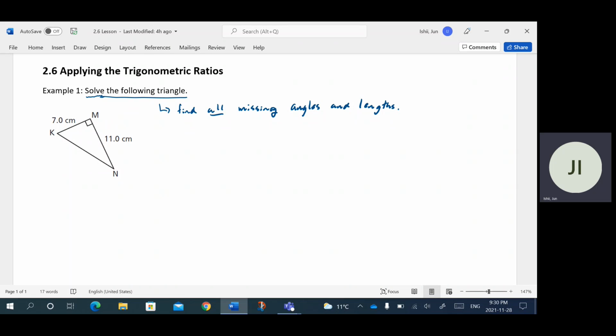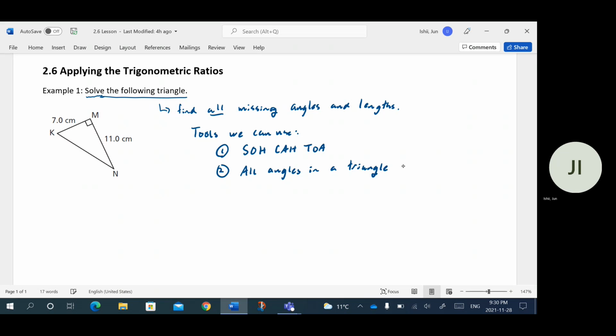Before we do this example, I'm going to list off the 3 tools we can use. The first one is what we've been doing so far: SOH CAH TOA, so sine, cosine, and tangent ratios. The second thing we can use is the fact that all angles in a triangle add to 180 degrees. If I add up all 3 angles in a triangle, it will always add to 180 degrees. The third tool is the Pythagorean theorem.